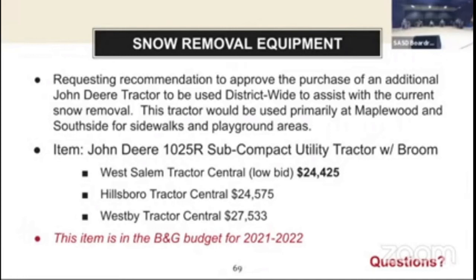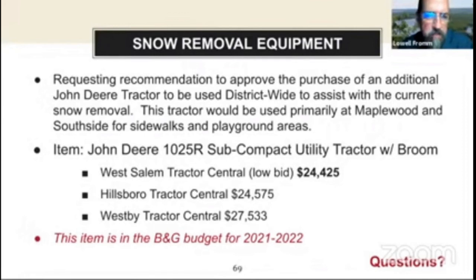Would you like to add anything? Just that's who we primarily buy from. We have our wide area mower, John Deere, which we bought through this. And the 2 similar, the same John Deere compact tractors, the 1025s at Herman and Meadowview, were also purchased through West Salem.